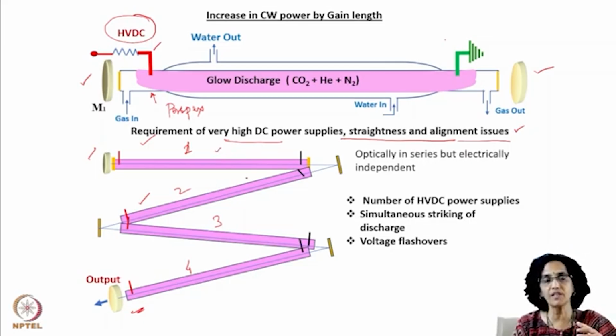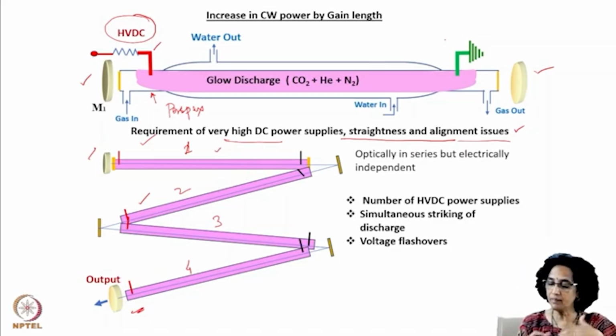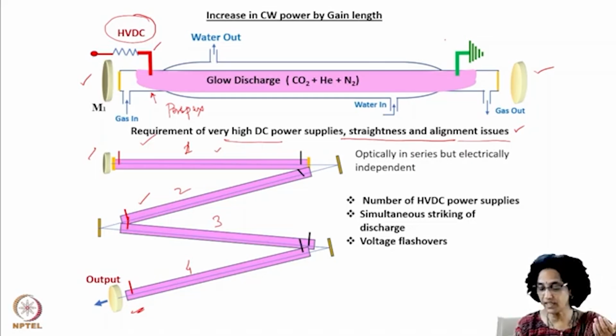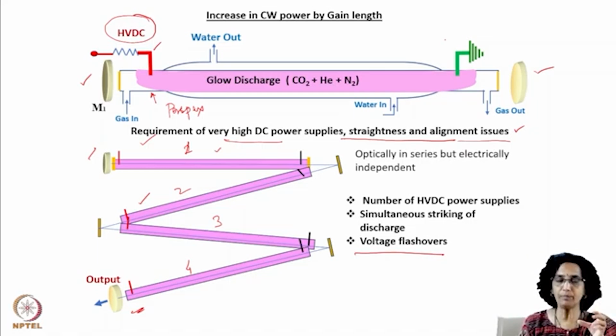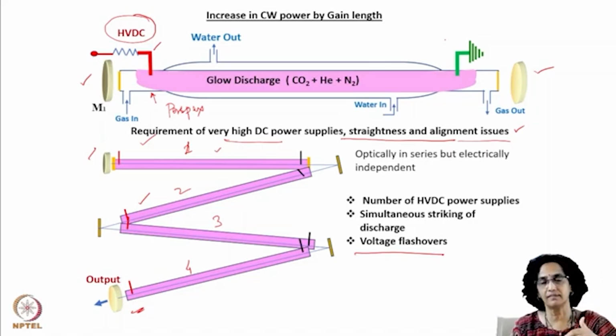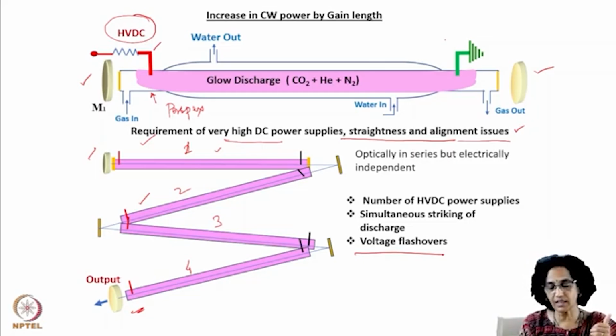You see the number of discharges, you have those many independent power supplies. Then there can be voltage flashovers. We are talking about say 1 meter, I'm saying 20-25 kV DC. So when you have 25 kV DC, then voltage flashovers become very common, and therefore this is one method where people use for limited output. For example, 500 watt or 250 watt, 300 watt, such kind of zigzag configurations are used, but not beyond that.